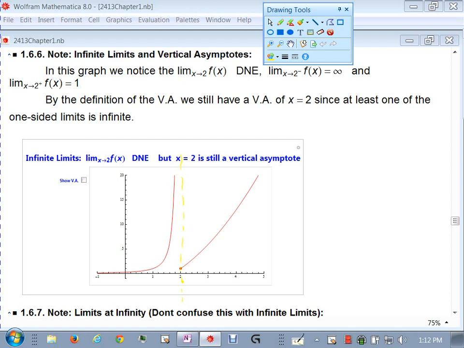Why? They have to be the same from both sides, right? So the limit doesn't exist. However, we still have a vertical asymptote, and the vertical asymptote is x equals 2. Because the definition of vertical asymptote says you just have to go to infinity or negative infinity on one side. If that happens, you're good. Make sense?